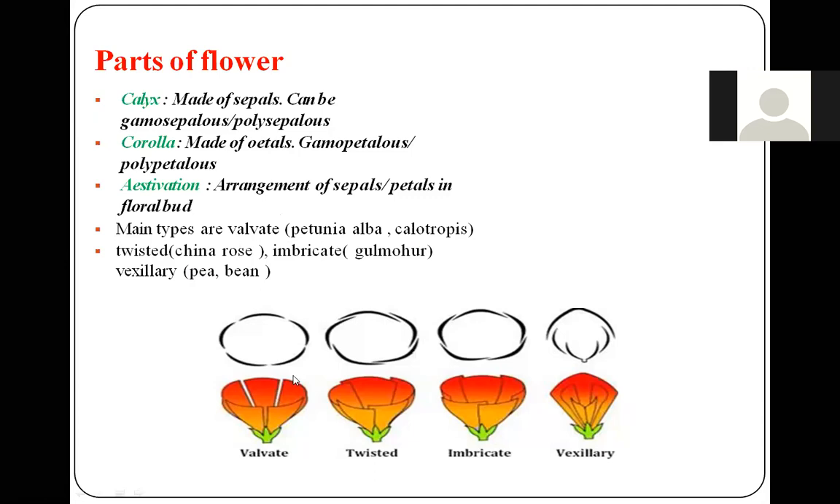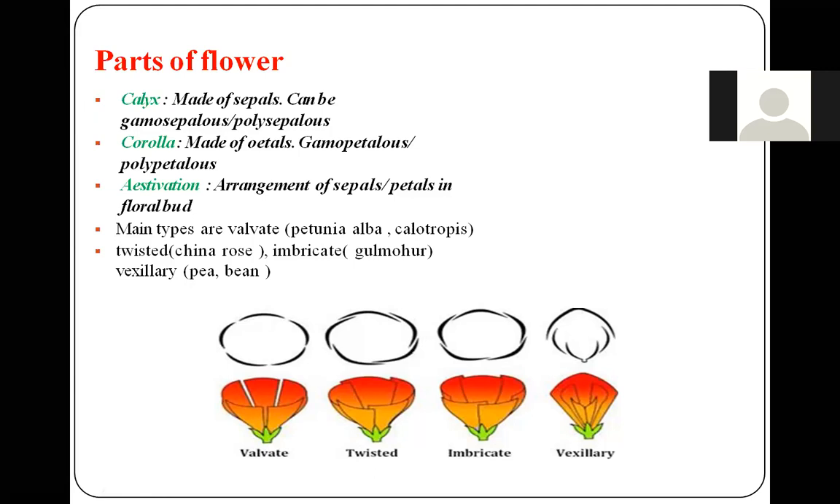Now you can see what is the difference between these types of estivation. The first type is the valvate type of estivation. The valvate type shows a circular arrangement, and there is no overlapping observed. The petals and sepals are arranged in a single manner, and as they are arranged in this manner, the name itself depicts valvate. Where there is no overlapping, that type is known as valvate.